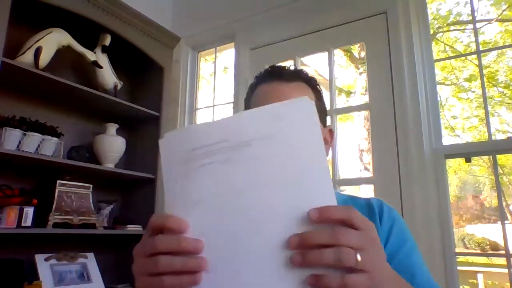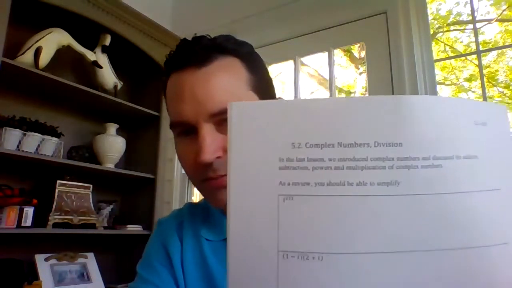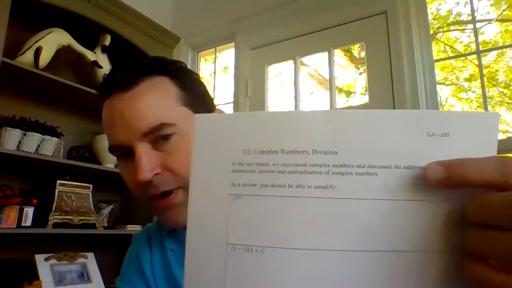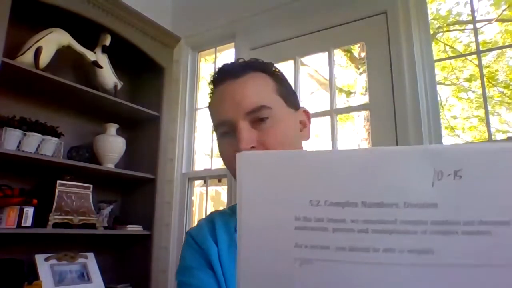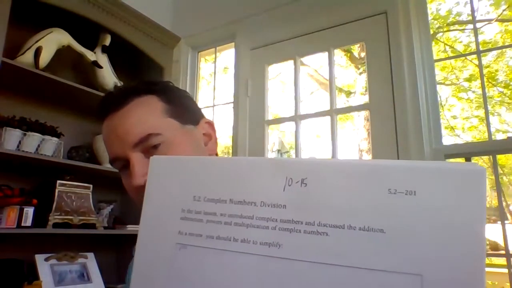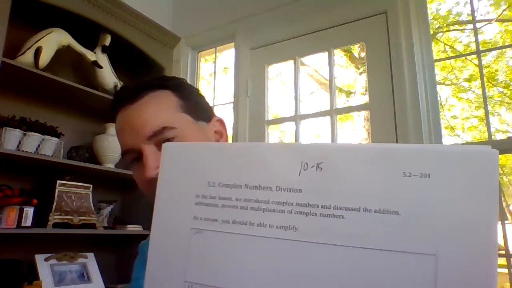If you don't already have it, you're going to need to print this off. I don't know if you can see this, but it says 5.2. I think I printed off page 10 through 15 on that file. So you can print off page 10 through 15 and follow me on the YouTube when I upload that. Just download that.